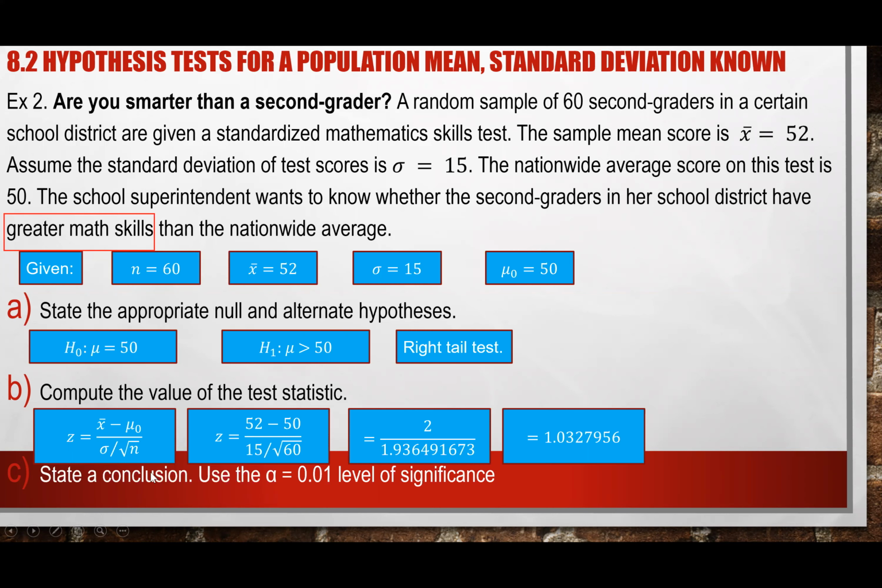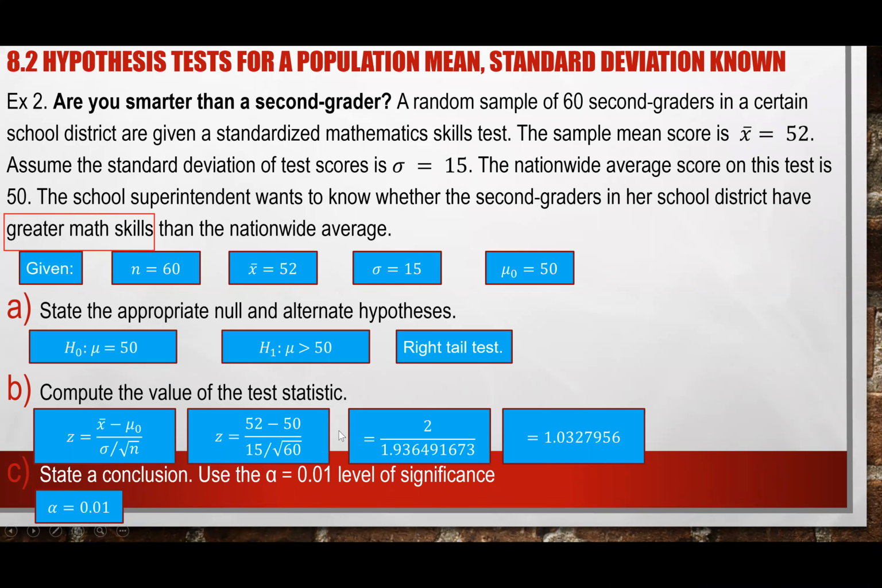Now they ask you to state the conclusion. In order to state the conclusion, you need to know what the result is. Looking at this, we know they give us the level alpha equal to 0.01. To know whether we support the claim or we don't have enough evidence, we have to know where the Z falls.